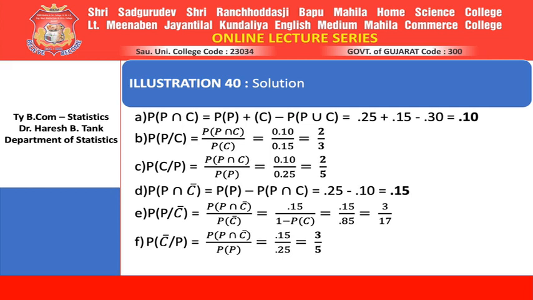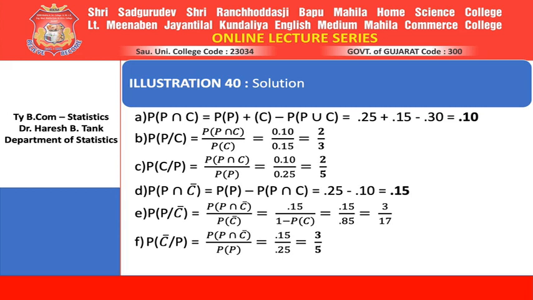Third one, probability of failing in chemistry given that he failed in physics, which is probability of P intersection C divided by probability of P. Both the probabilities are known to you, 0.10 and 0.25. Simplified, it comes to 2 upon 5.